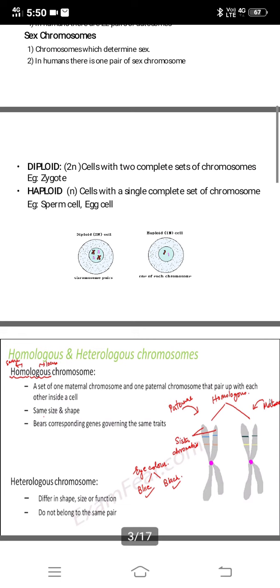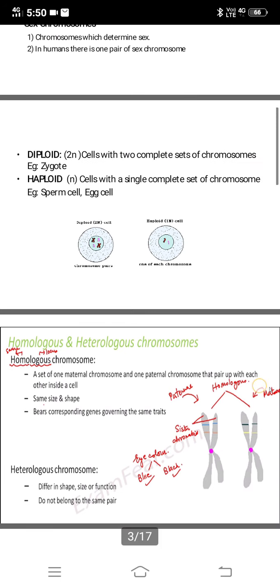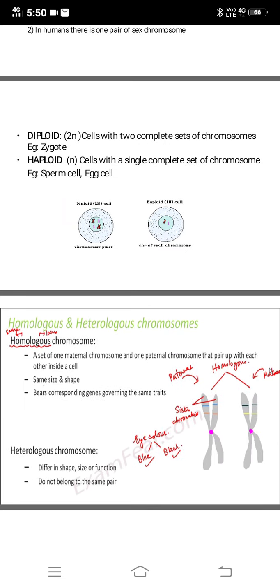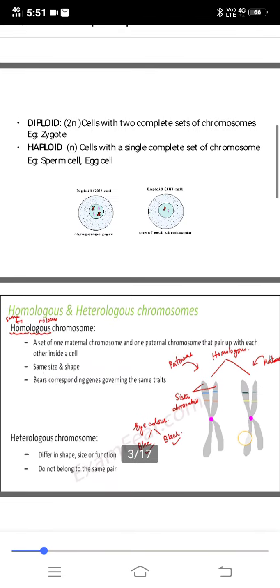Then homologous and heterologous chromosomes. Homologous chromosomes are the set of one maternal chromosome and one paternal chromosome that pair up with each other inside a cell. So they are of the same kind. Suppose these two are the sister chromatids. Suppose one area in this chromosome is showing the trait for, say, eye color. In the other chromosome, the homologous chromosome, at the same place it should also show the trait for eye color. So that is homologous chromosome, they are of the same size and shape.